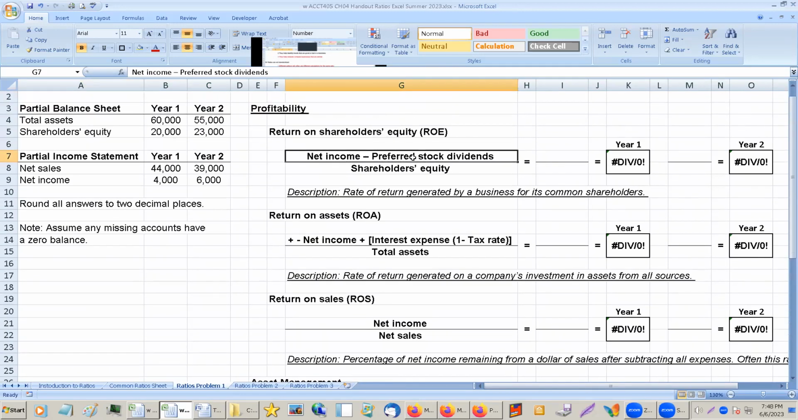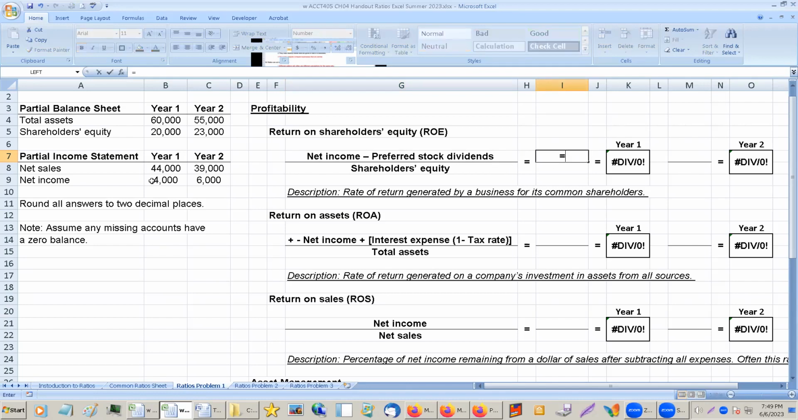Net income minus preferred stock dividends. Preferred stock dividends are dividends paid to preferred stock shareholders. And this book says to subtract those from net income. Oftentimes you don't have preferred stock shareholders. It's kind of an odd thing to have. So anyway, we'll get the net income. So I'm just going to set it equal to net income here.